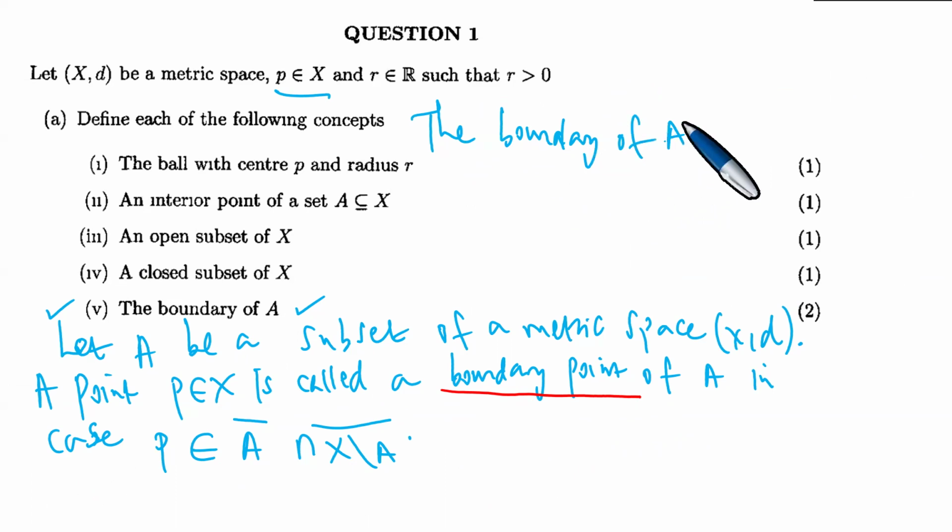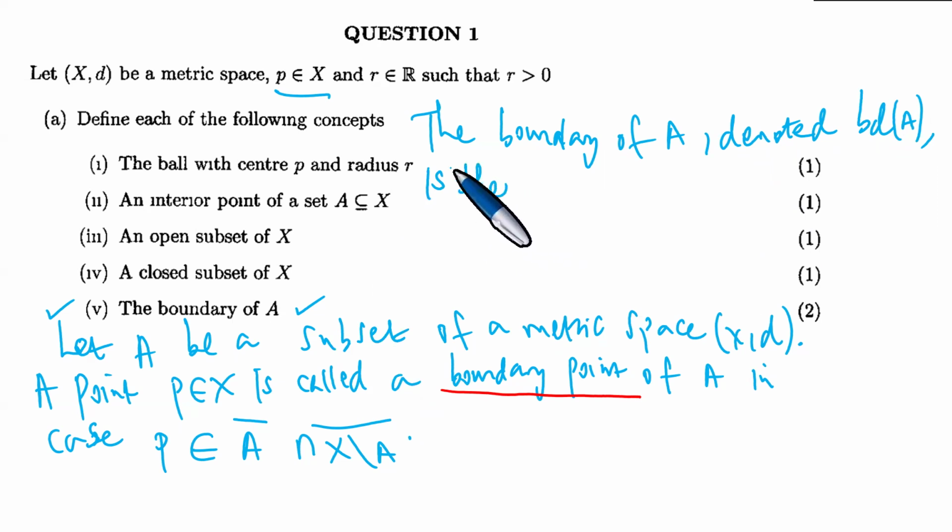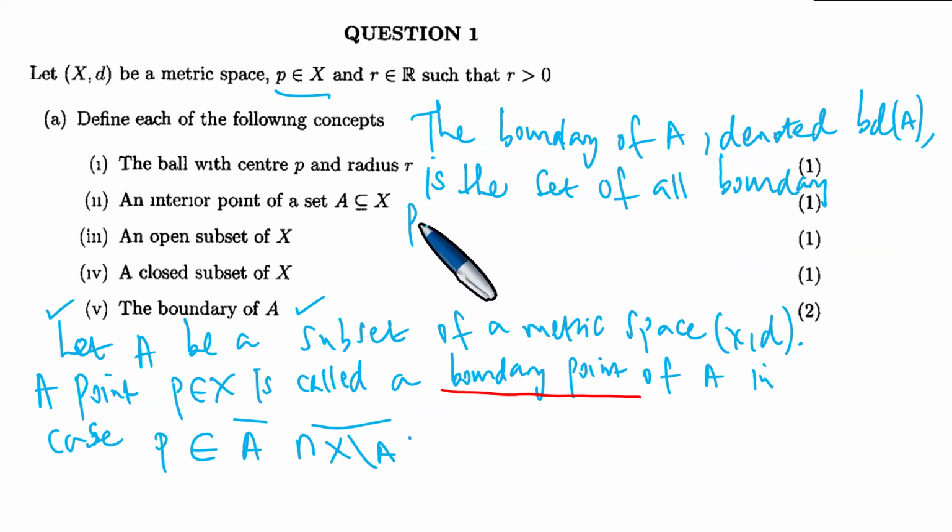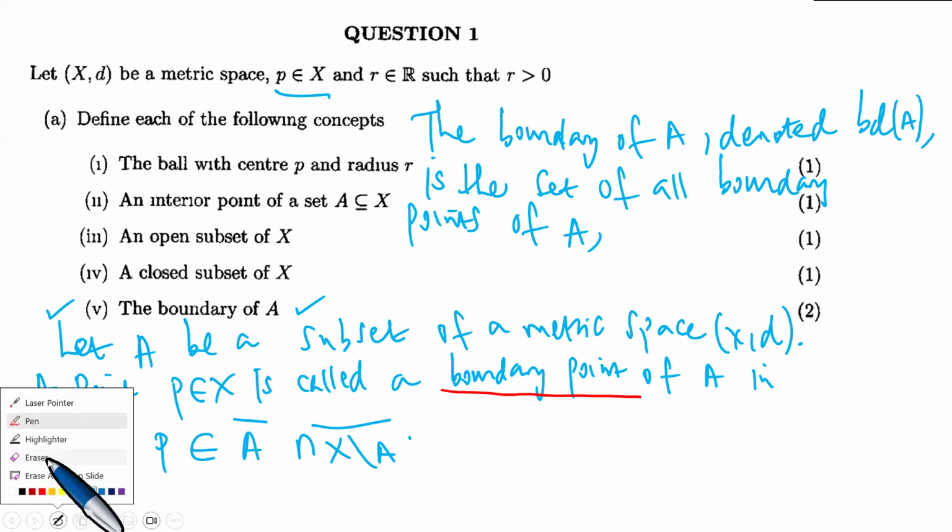The boundary of A, denoted, the boundary of A is the set of all boundary points. The set of all boundary points of A, that's short. The set of all boundary points of A is the boundary of A.